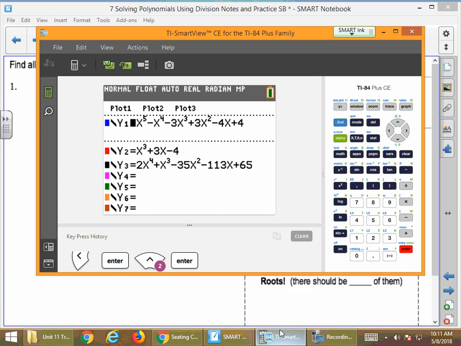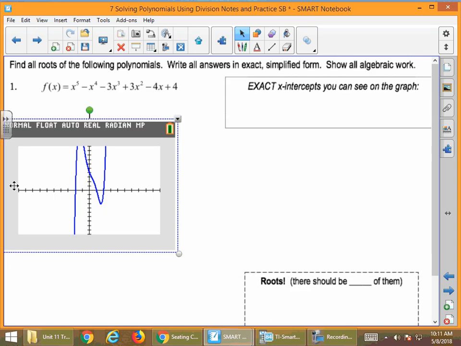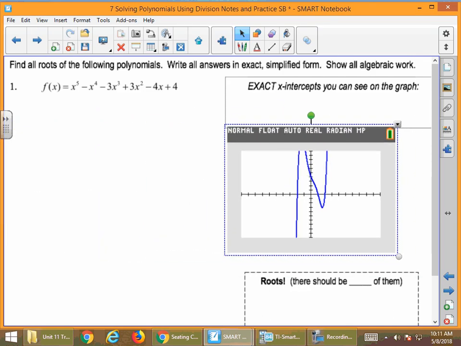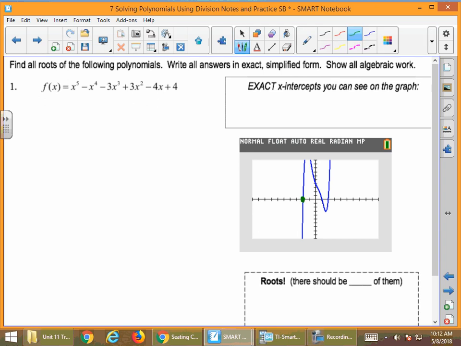And when we type that into the calculator, we get this picture. What we're looking for here are roots. In other words, where does this graph cross the x-axis? And you can probably see it on the screen, but it looks like it crosses here at -2, here at +1, and over here at +2.